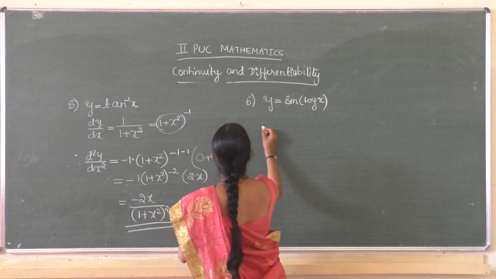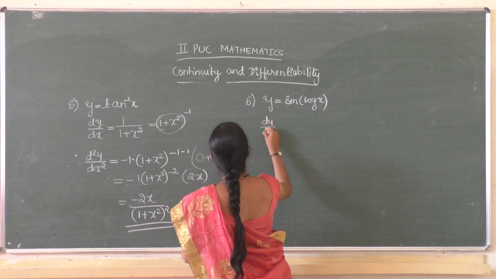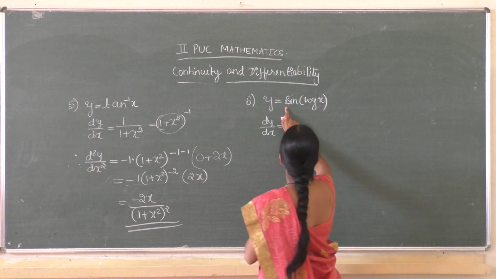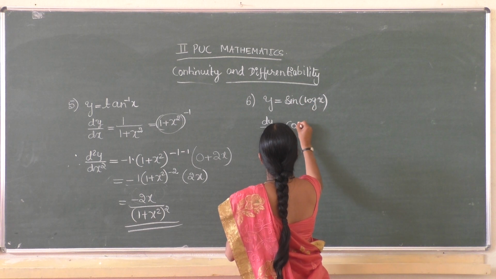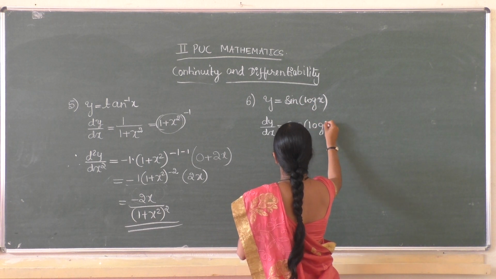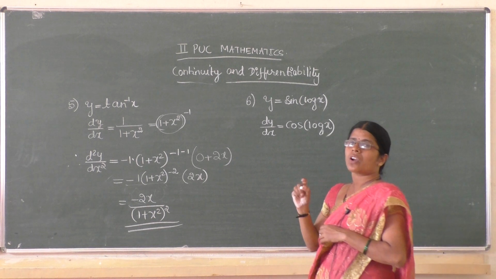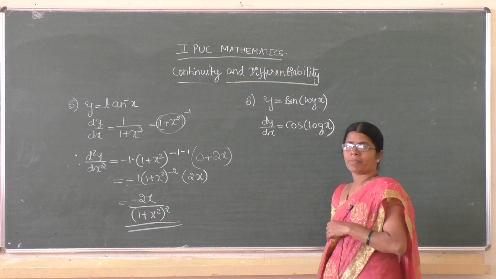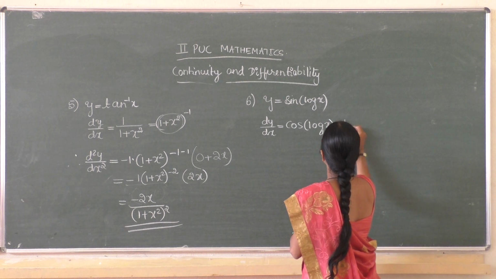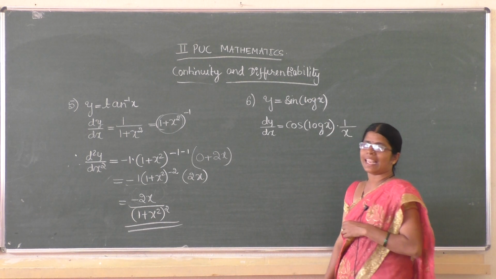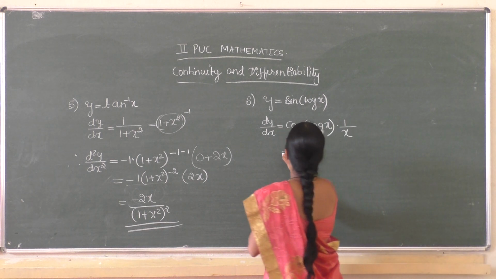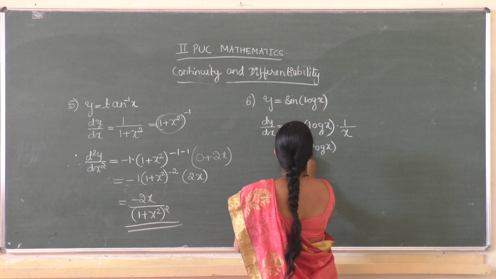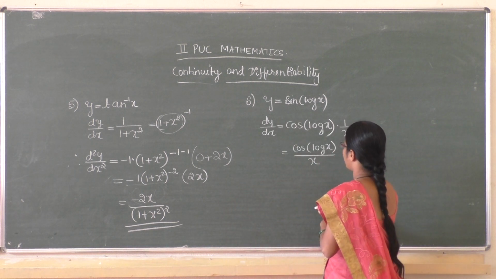So dy by dx, derivative of sin log x, that is nothing but cos log x, because you know that derivative of sin x is cos x. So cos log x, because here we have log x. Now derivative of log x, that is nothing but 1 by x. So we have cos log x divided by x. Okay, cos log x divided by x.